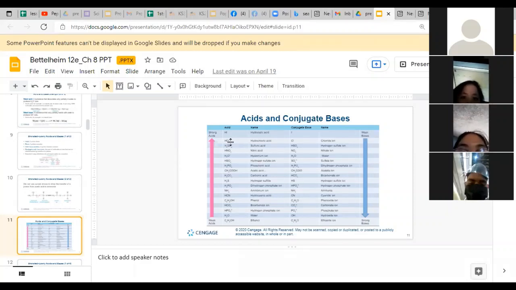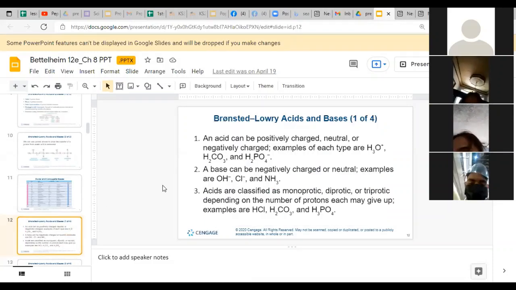yung strength ng acid mo, inversely proportional yung strength ng conjugate base mo. So kung gaano ka strong yung acid mo, ibig sabihin yung conjugate base mo mas magiging weak. So inverse yung relationship nila. Okay, so an acid can be positively charged, neutral, or negatively charged. So examples of each type are H3O+, H2CO3, and H2PO4.